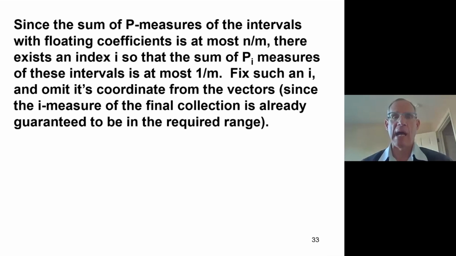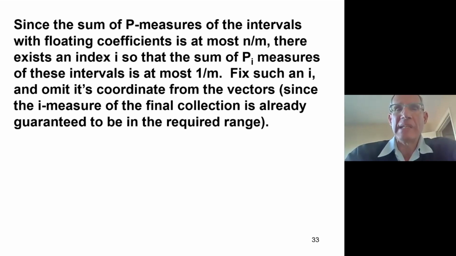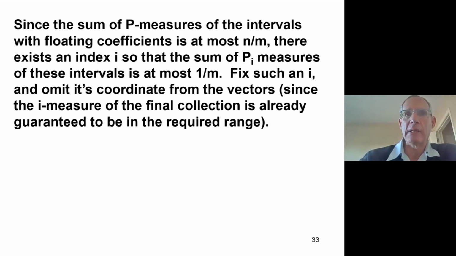So we can fix such i, and then we can forget about the coordinate i. Why can we forget about it? Because no matter how we round the vectors now or shift the coefficients, in this measure we are already okay, because the sum of the measures of the intervals in which we are changing things according to measure i is less than 1 over m. So it will not change by more than 1 over m. At the moment it is exactly half, and when we change it, it will deviate from 1/2 by at most 1 over m. So we can forget this coefficient.